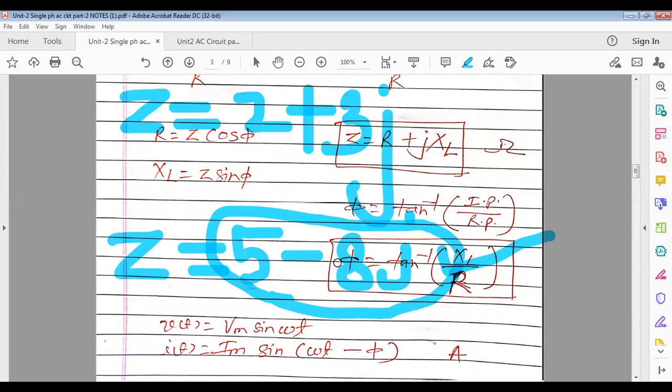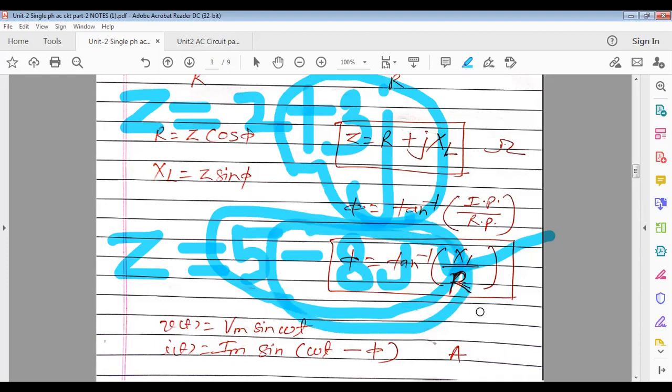Yes, ma'am. Keep the application of this in mind. Why I am telling you imaginary part positive or negative is so that in a numerical, if there is a requirement, you can identify whether it is a series RL or series RC. If you find the imaginary part is positive, then it's a series RL. If you find the imaginary part is negative, then it's a series RC.